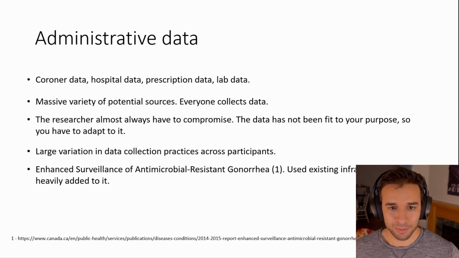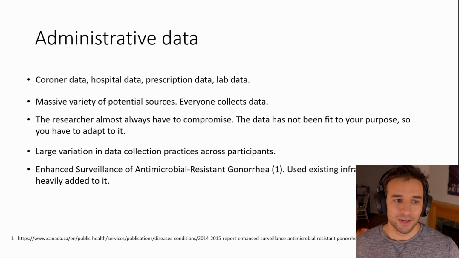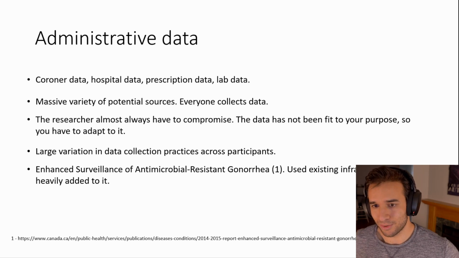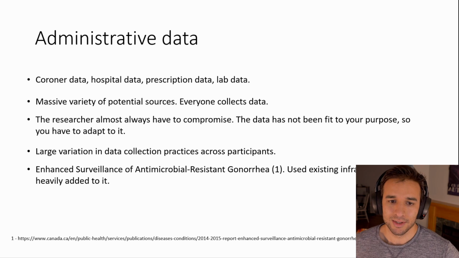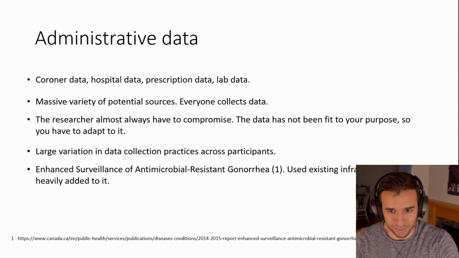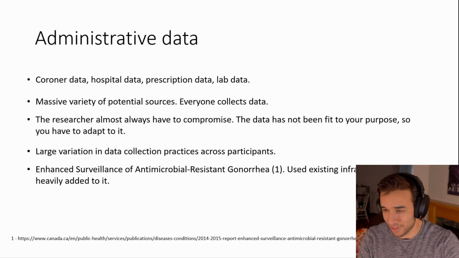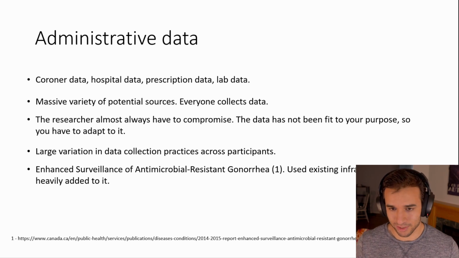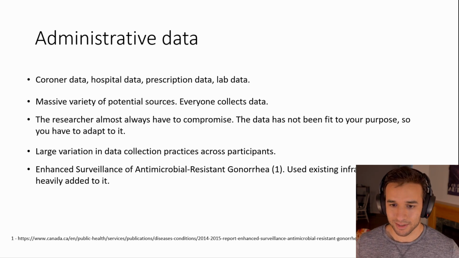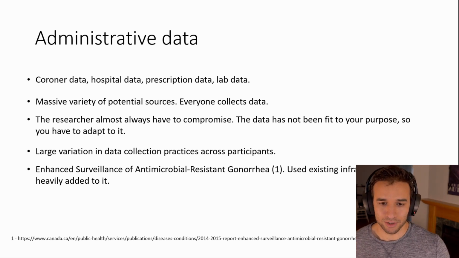And I want to give an example here of administrative data, but rather than talking about the obvious examples that are listed there in the first bullet point, I'm going to talk about enhanced surveillance of gonorrhea. So in Canada, gonorrhea is a notifiable disease, and therefore the Public Health Agency of Canada will automatically get case counts on an ongoing basis. However, antimicrobial resistance is something they want to track, and that's not something that is included in the Canadian Notifiable Disease Surveillance System. There's nothing on antimicrobial resistance. Therefore, to get this data, the Public Health Agency developed a project called the Enhanced Surveillance of Antimicrobial Resistant Gonorrhea.